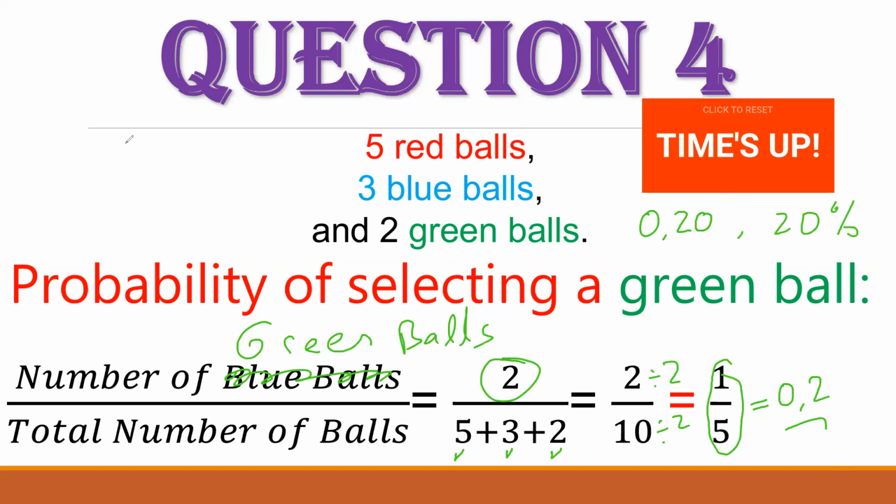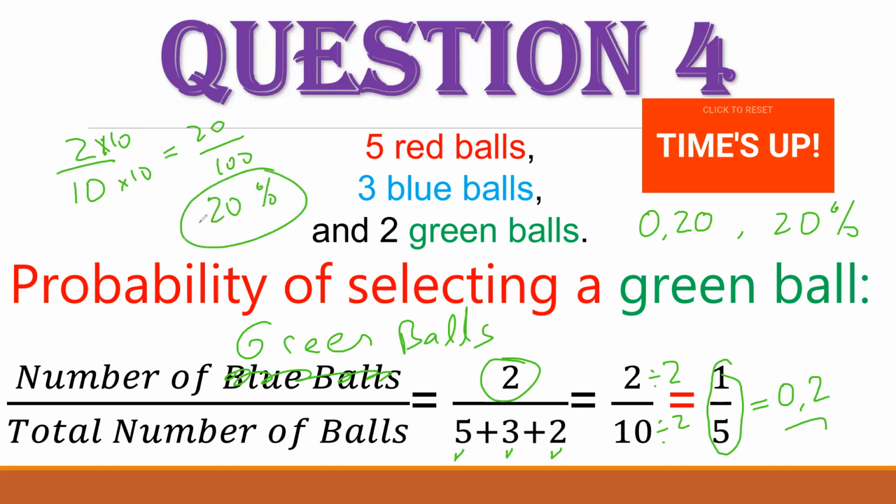Or how else can I get the percentage? I take 2 over 10 and multiply by 10 each, and 20 over 100 you can get. 20 over 100 means 20%. If you say 20%, it's correct. If you say 0.2, it's correct. Even 0.20 is correct. 1 over 5 is correct. If you leave it as 2 over 10, also 10 marks. So all correct. To get the probability of selecting a green ball, we use number of green balls over total number of balls. Done.